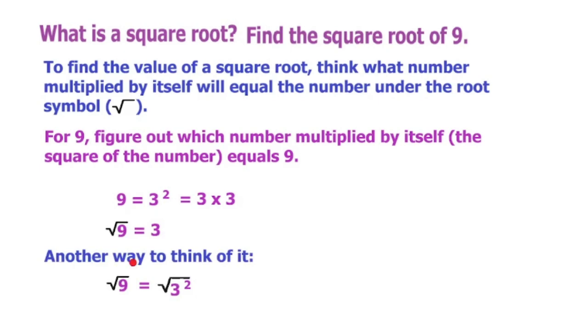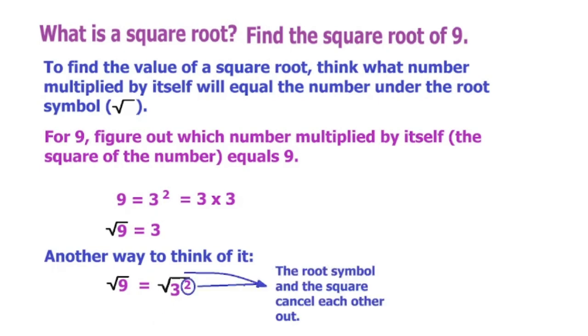Another way to think of it is that the square root of 9 equals the square root of 3 squared. And so basically what this means is the root symbol and the square cancel each other out. Okay, they cancel each other out. And then you're just left with 3. So that is the basic explanation of square root. And you can't get any more simpler than that.